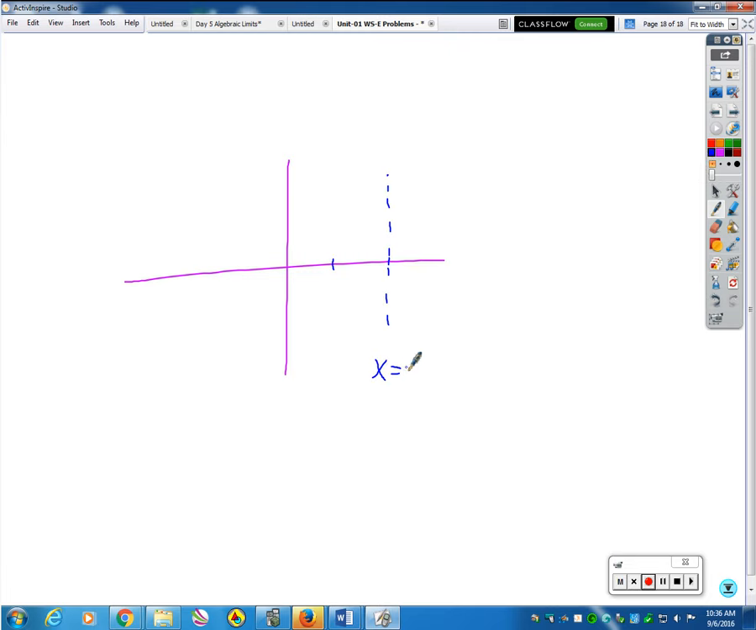there could be a hole at x equal 2. So the idea is to find the y-values. If we go to the hole, those two y-values are right next to each other.